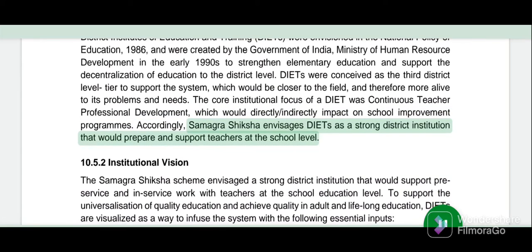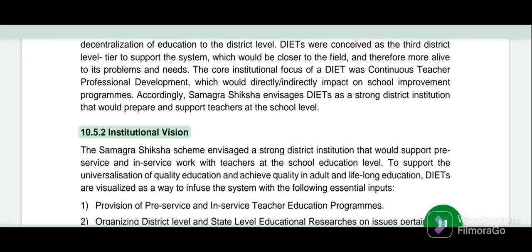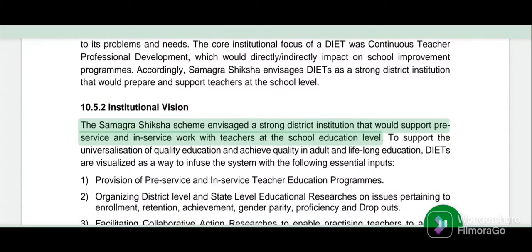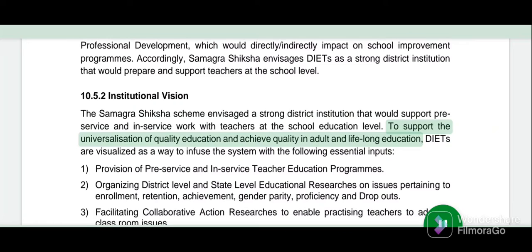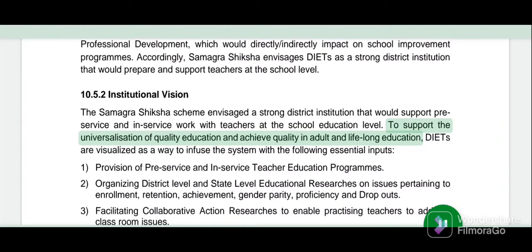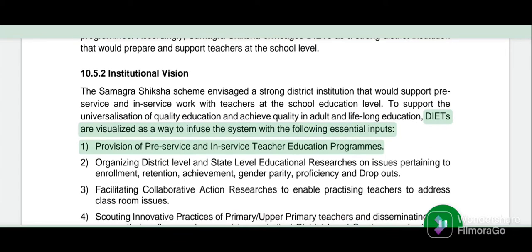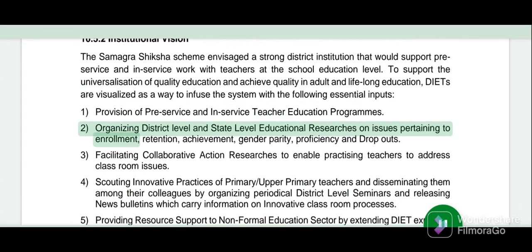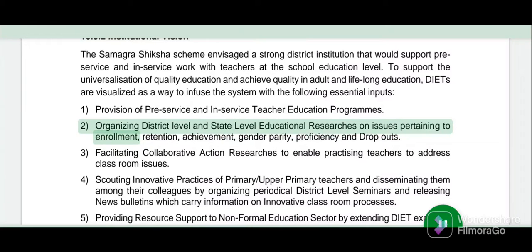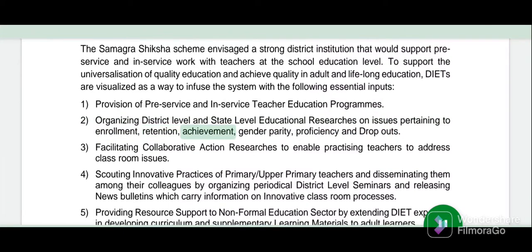Accordingly, Samagra Shiksha envisages DIETs as a strong district institution that would prepare and support teachers at the school level. 10.5.2 Institutional Vision. The Samagra Shiksha scheme envisaged a strong district institution that would support pre-service and in-service work with teachers at the school education level. To support the universalization of quality education and achieve quality in adult and lifelong education, DIETs are visualized as a way to infuse the system with the following essential inputs: 1. Provision of pre-service and in-service teacher education programs. 2. Organizing district-level and state-level educational researches on issues pertaining to enrollment, retention, achievement, gender parity, proficiency and dropouts.